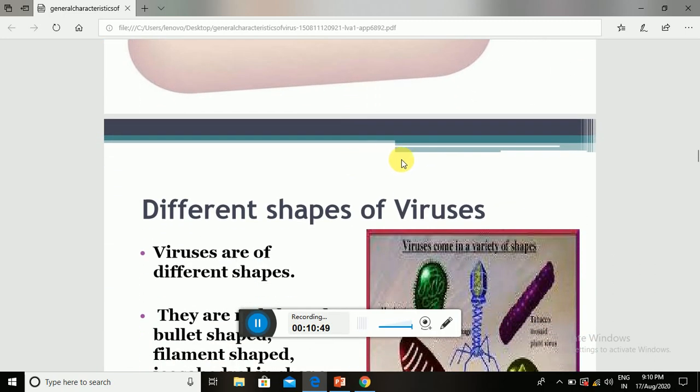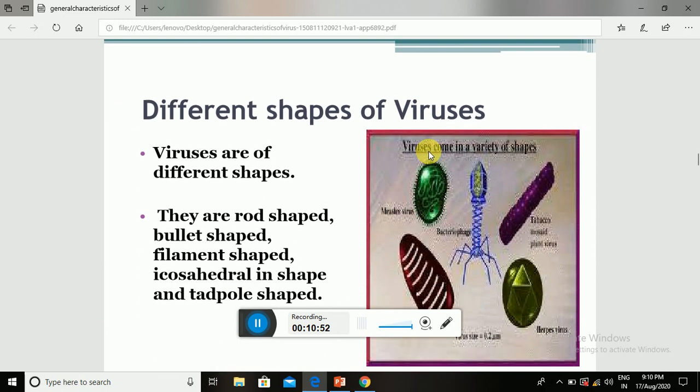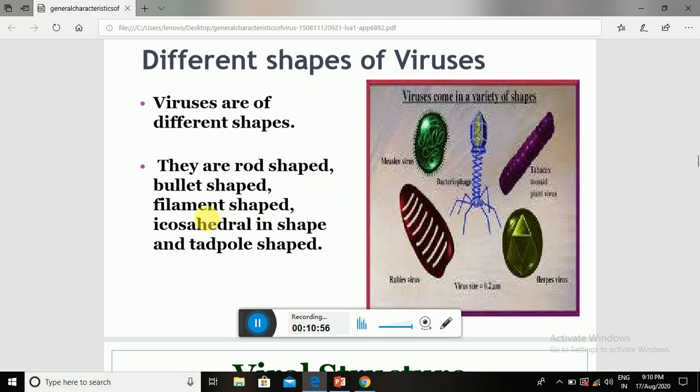So, the different shapes of viruses. Viruses have different shapes: rod shaped, bullet shaped, filamentous, icosahedral, or tadpole shaped. There are different types of symmetries or shapes of viruses. Each and every virus has a specific type of symmetry. For example, measles virus, bacteriophage, tobacco mosaic virus, which is a rod-like structure, herpes virus, and rabies virus.